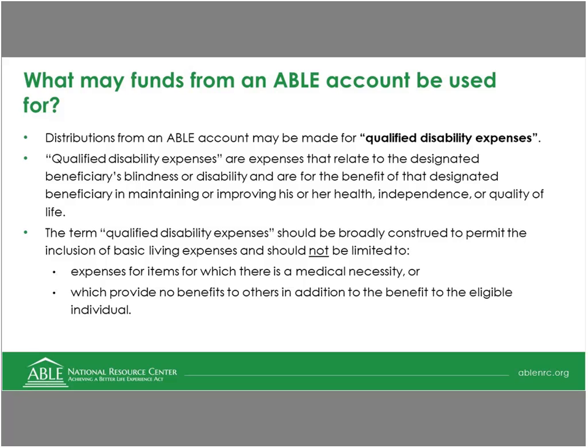In addition, they are not limited to expenses which provide no benefit to others in addition to the benefit of the eligible individual. So while the benefit should primarily be to the beneficiary, the person with the disability, they can have peripheral benefits to others. As an example, an ABLE account owner could buy a car or accessible van with their ABLE funds, and just because somebody else might ride in that van from time to time and have a benefit, that doesn't mean that it would disqualify that particular expense.